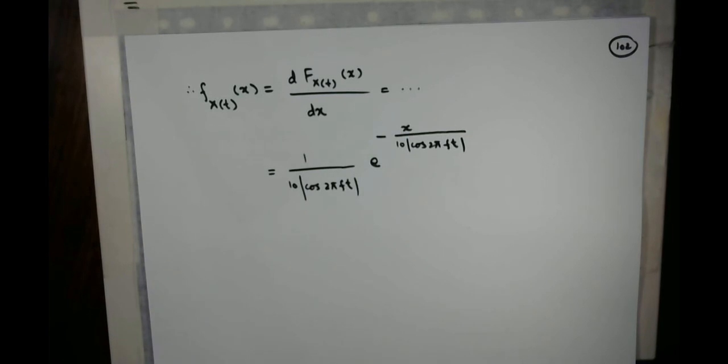I'll stop here and in the next lecture we'll discuss the concepts of stationarity and then we'll end the course.